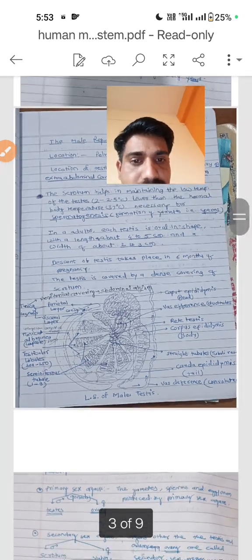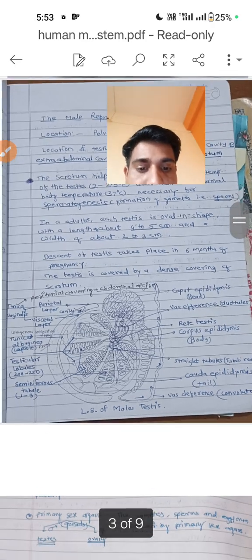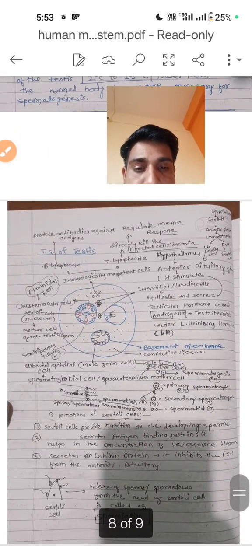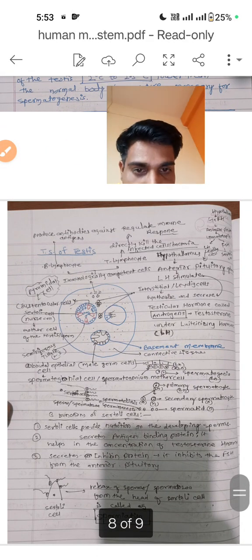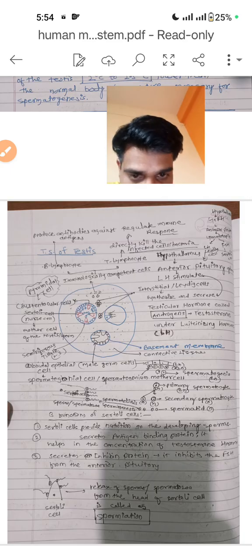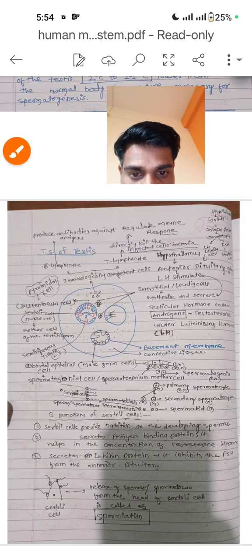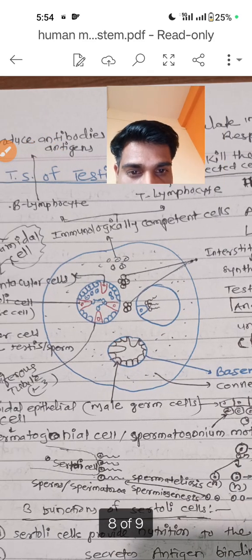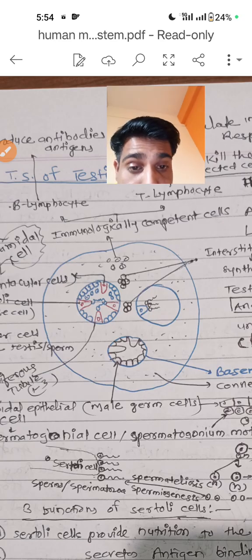After that we will also discuss the transverse section of the testes. This is a seminiferous tubule. There are 1, 2, 3 seminiferous tubules. And after that you can see here there are blue colored cuboidal cells and pyramidal cells. These are two different types of cells.